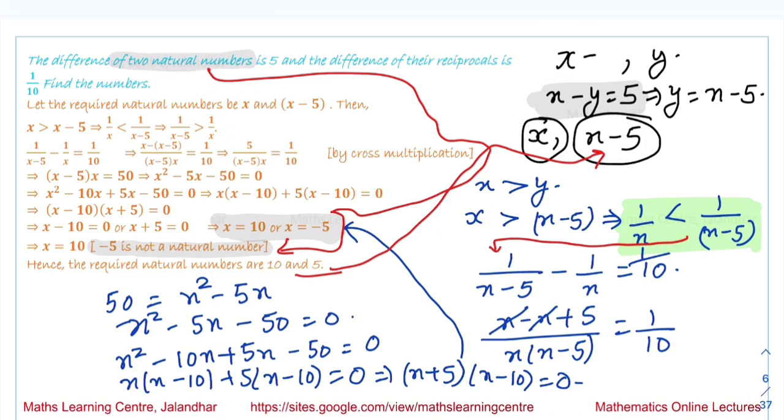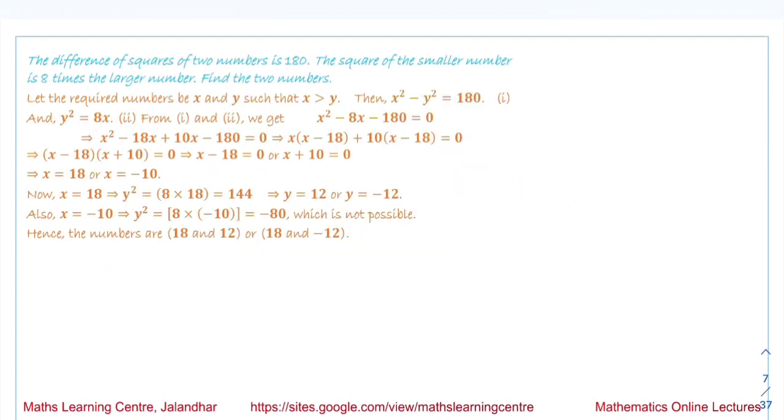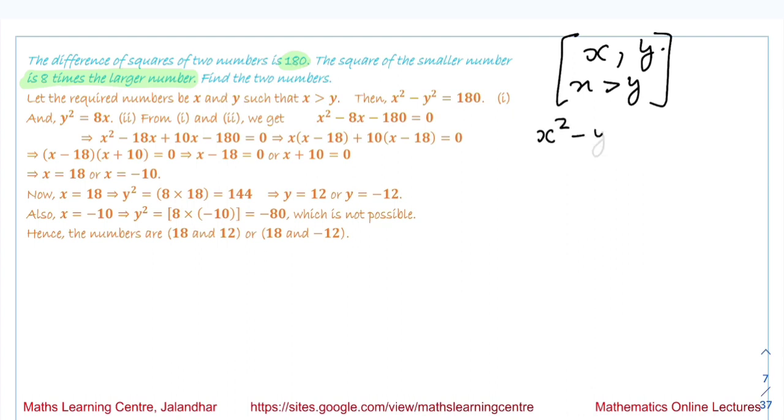Next, the difference of squares of two numbers is 180. This is given to us. The square of the smaller number is 8 times the larger number. So we are talking about the difference of squares of two numbers. Suppose the two numbers are x and y, such that x is greater than y. Then it is given that x square minus y square is equal to 180. When we are using the term numbers over here, we are talking about natural numbers again.